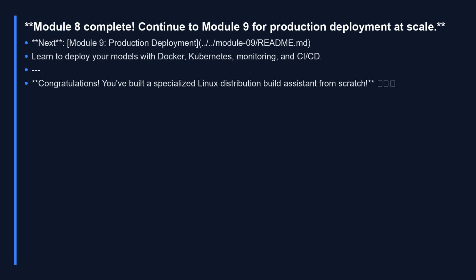Next steps. Module 8 is complete. You built a specialized Linux distribution build assistant from scratch, from raw datasets all the way to a monitored, integrated production deployment. Module 9 takes the next step, scaling that deployment with Docker, Kubernetes, CI/CD pipelines, and production-grade monitoring infrastructure. Everything you've built here is the foundation for what comes next.